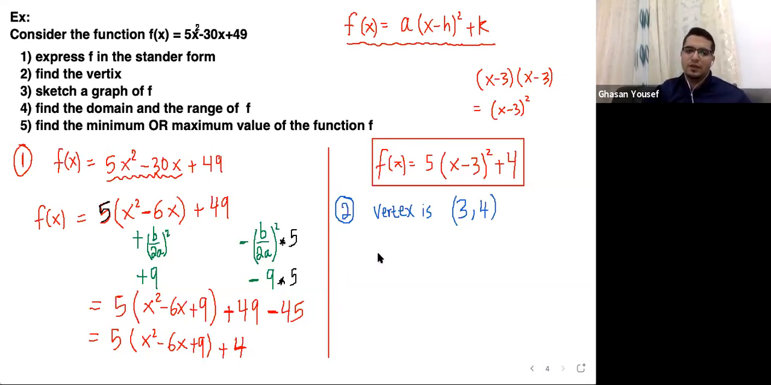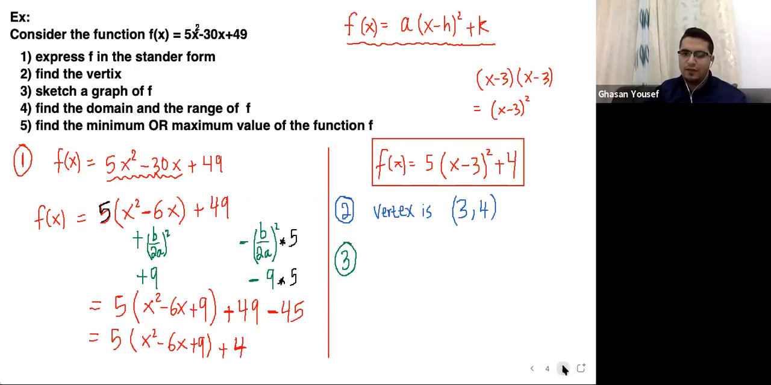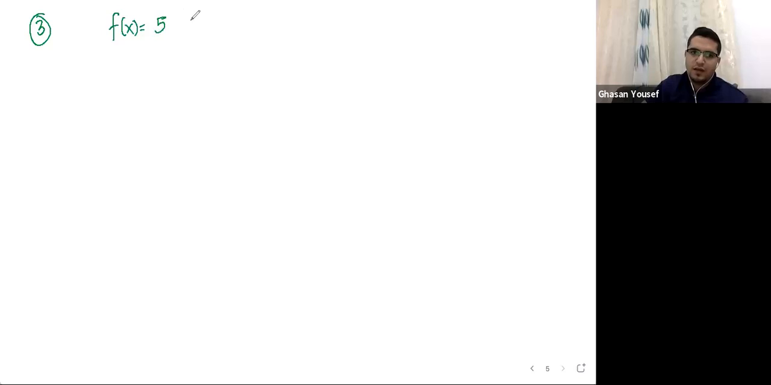Okay, number 3. Sketch a graph of f. So I'm going to do number 3 in the back, on a new slide. For the standard form, we should know f of x equals 5 times (x minus 3) squared plus 4.